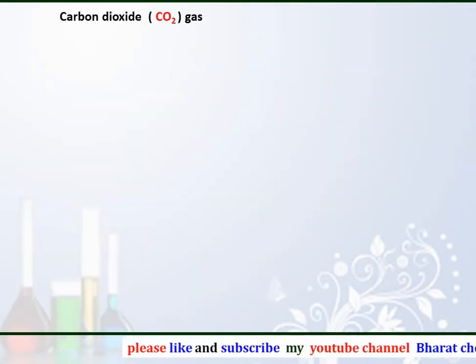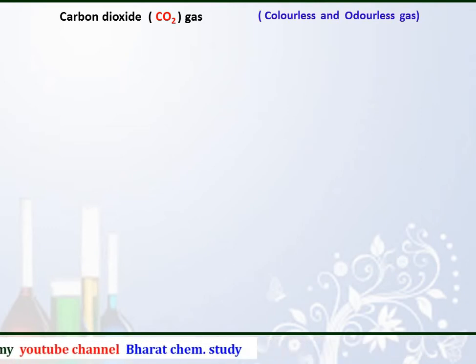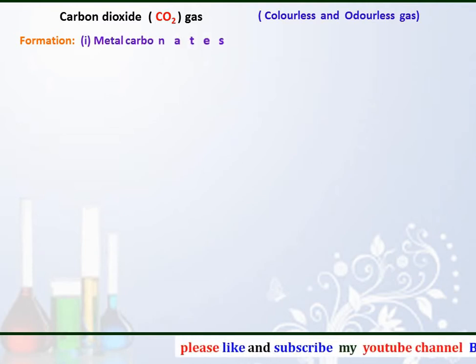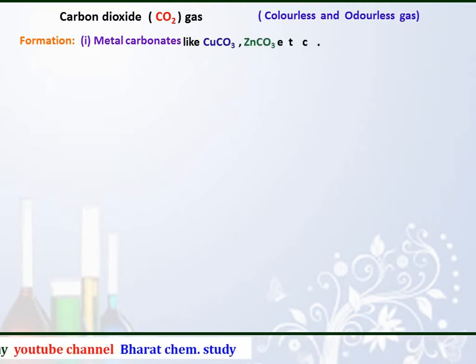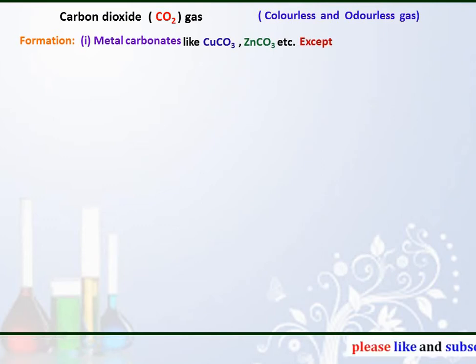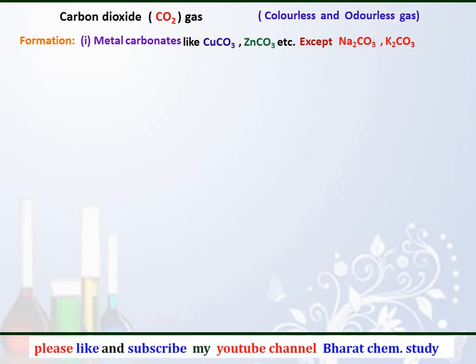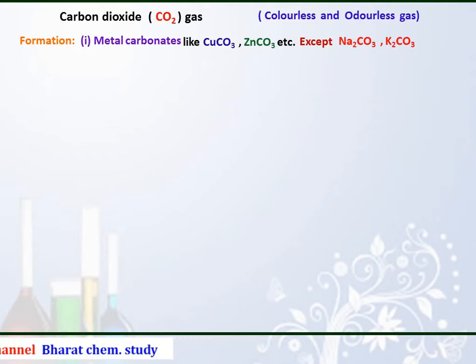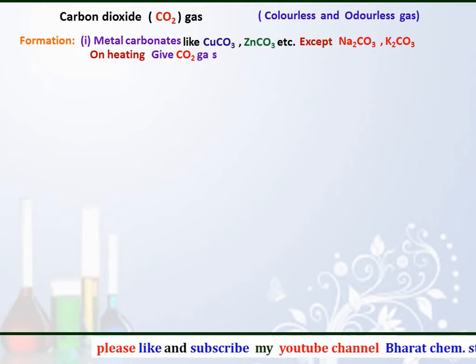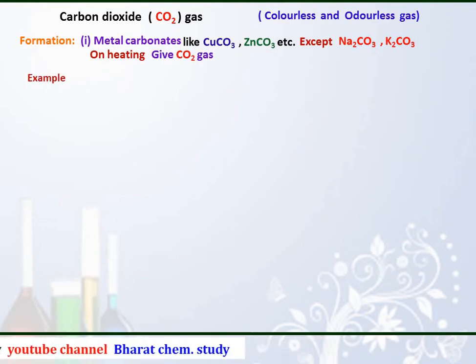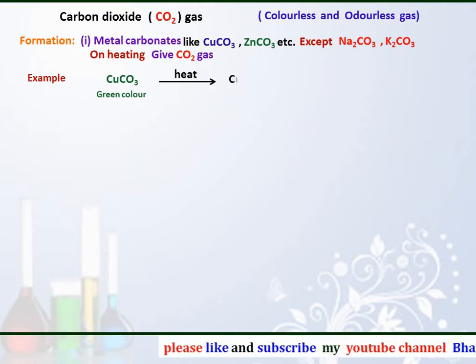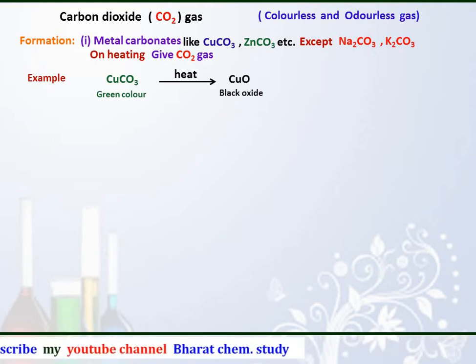Now carbon dioxide gas is also a colorless and odorless gas. The first method of formation of carbon dioxide is by heating metal carbonates like copper carbonate and zinc carbonate, except sodium carbonate and potassium carbonate. These two carbonates will not produce carbon dioxide gas on heating, but copper carbonate and zinc carbonate on heating give carbon dioxide gas. For example, when we heat copper carbonate, which is a green color substance, it produces copper oxide, which is a black oxide, and carbon dioxide gas is produced.